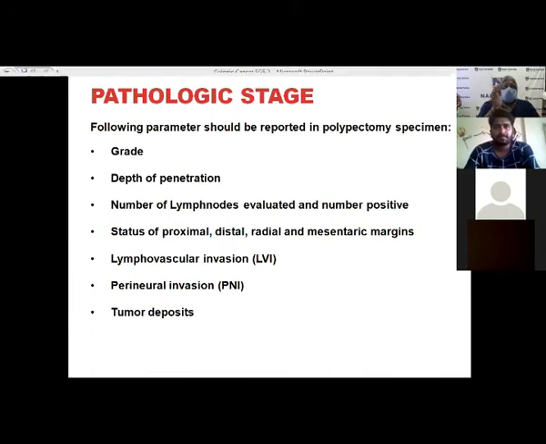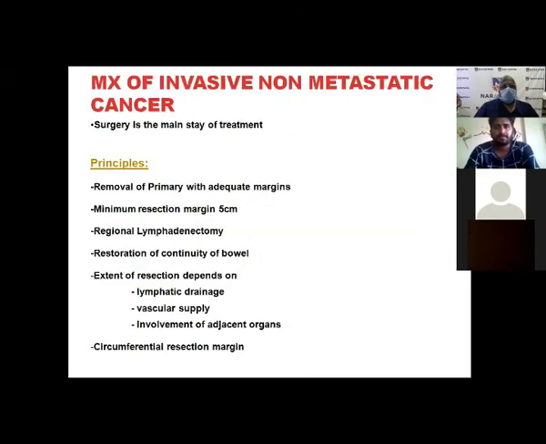Pathological staging. The following parameters should be reported in the polypectomy specimen. If these are not there, then we can leave it. If these are there, then we can go in for surgical treatment. Grade, depth of penetration, number of lymph nodes evaluated and number positive, status of proximal, distal, radial, and mesenteric margins, lymphovascular invasion, perineural invasion, tumor deposits. This is what we will have to see. Listen leisurely, and we will send you the PPT.